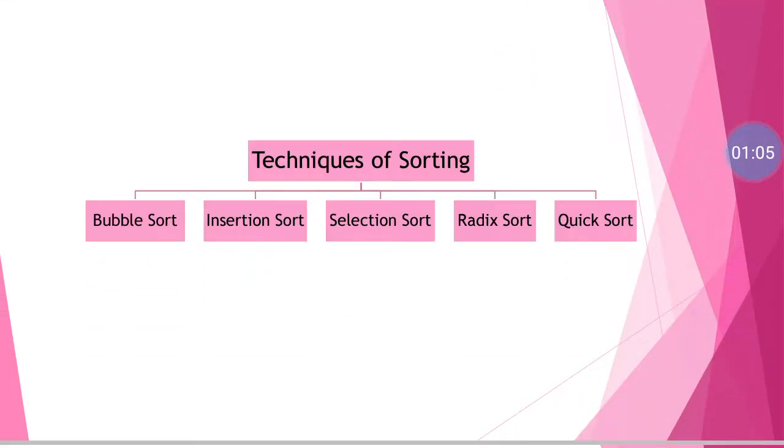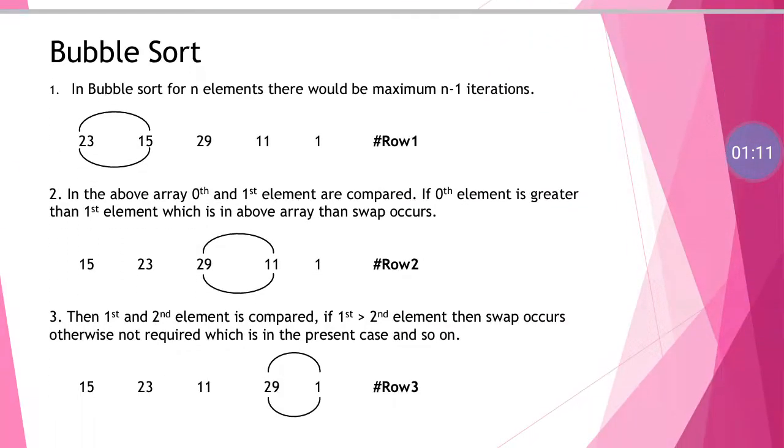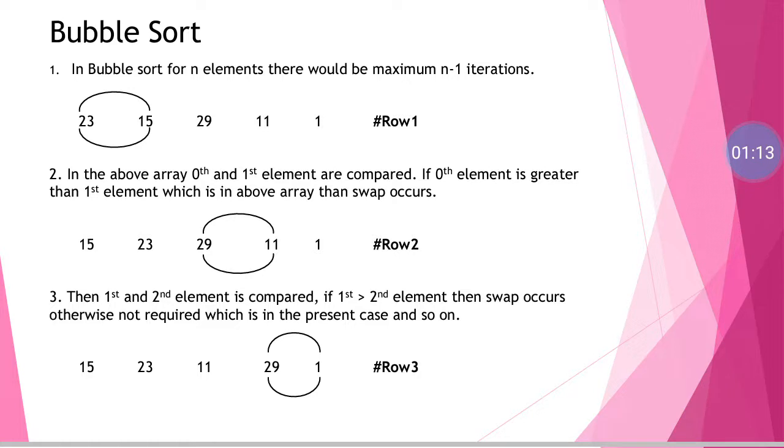As far as techniques of sorting are concerned, we have bubble sort, insertion sort, selection sort, radix sort, and quick sort. Now coming to bubble sort, for n elements there would be maximum n minus 1 iterations. So in this case we have 5 elements to be sorted, so maximum 5 minus 1, that is 4 iterations, will be required to sort the whole list. So you can see we have 23, 15, 29, 11 and 1.